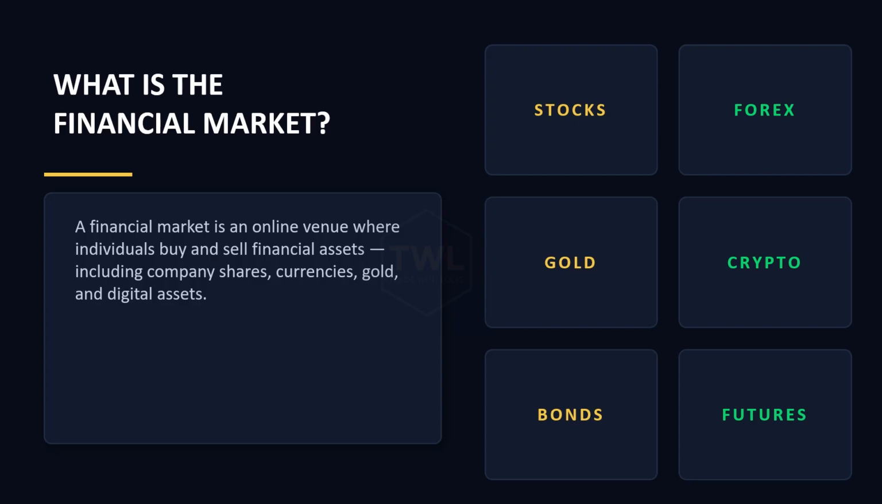Let's make this more specific. A financial market is an online venue, a digital space where people buy and sell financial assets. That includes company shares, currencies, gold, and even digital assets like crypto. You see all these here: stocks, Forex, gold, crypto, bonds, futures. Each one is its own little world, but they're all financial markets at the end of the day.